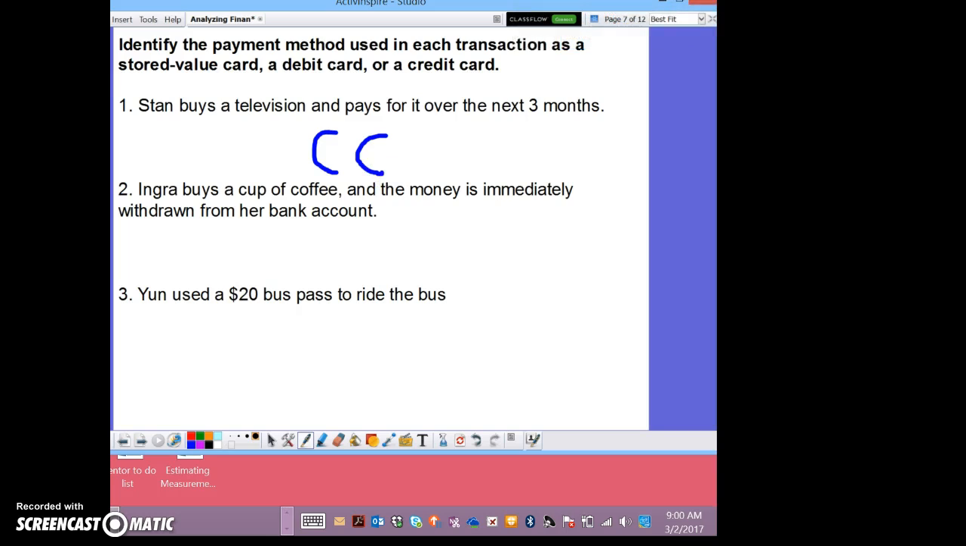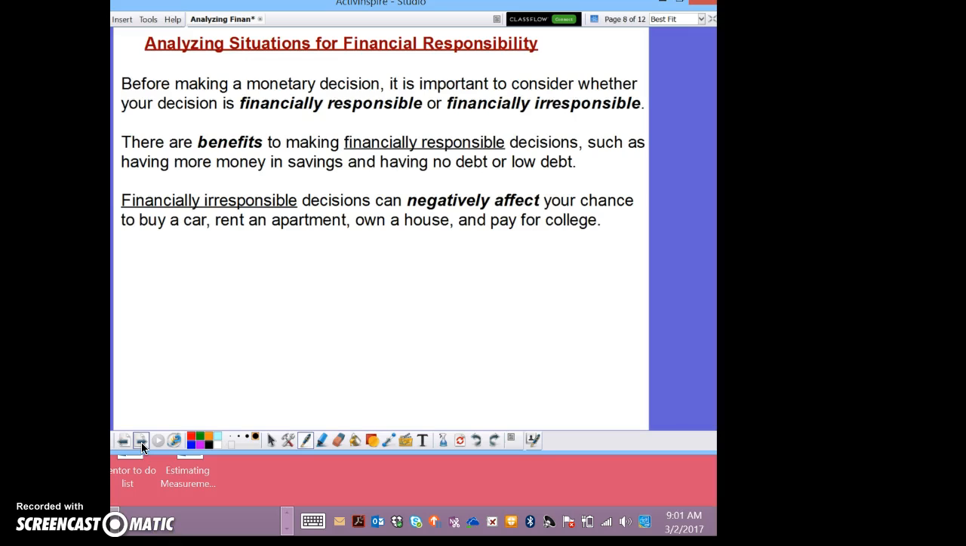Ingrid buys a cup of coffee and the money is immediately withdrawn from her account. So this is going to be a debit card because it's immediately withdrawn from her account. It could mean store value card or debit, but the fact that it was linked to her bank account means debit card. So Yun uses a $20 bus pass to ride the bus. That's going to be a store value card. And remember, store value card is a gift card or any type of prepaid card.